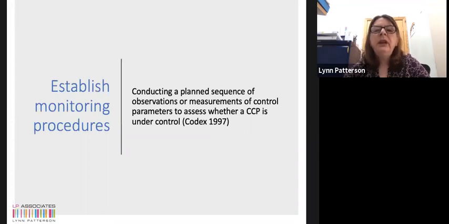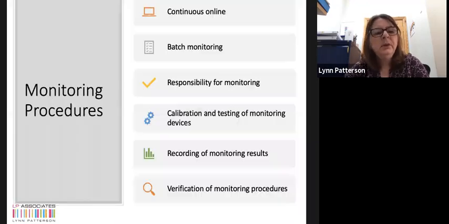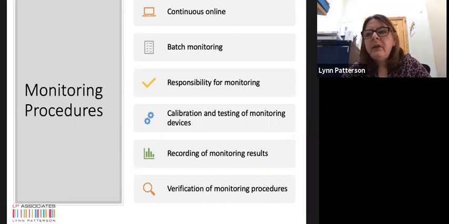So we need to monitor, we need to check that we're working within these critical limits. Definition is conducting a planned sequence of observations or measurements of the control parameters to assess whether we're in control or not. So monitoring needs to be able to check if we're in control or not. It needs to be robust enough to be able to determine if we're out of control. We need to look at what is the monitoring procedure. So what is the method? What are we checking and how do we check? Who is responsible for carrying out that check? They must be trained. And what is the frequency of monitoring? So a monitoring procedure needs to be detailed out and trained out to people.